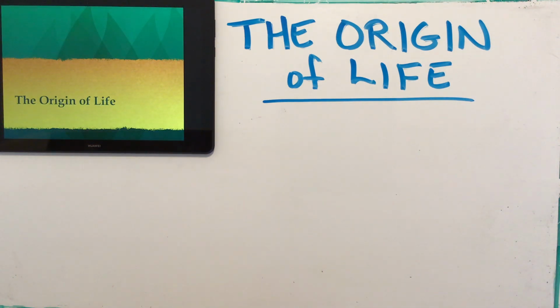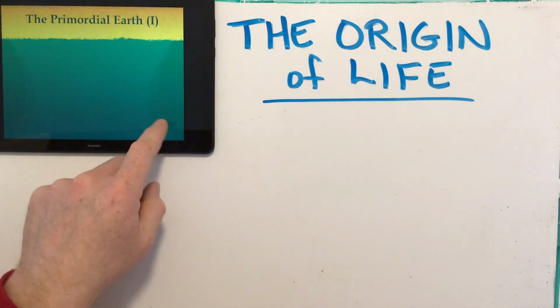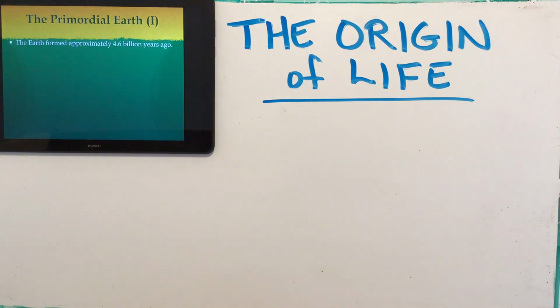All right? So, of course, if we're talking about the origin of life, we have to talk about the planet before life was even on it. And that planet was called the Primordial Earth. The Earth is 4.6 billion years old, scientists believe. That's billion with a B. So the Earth formed approximately 4.6 billion years ago.